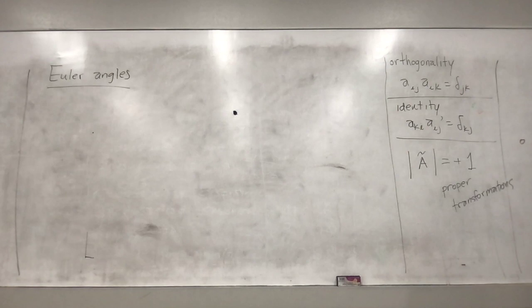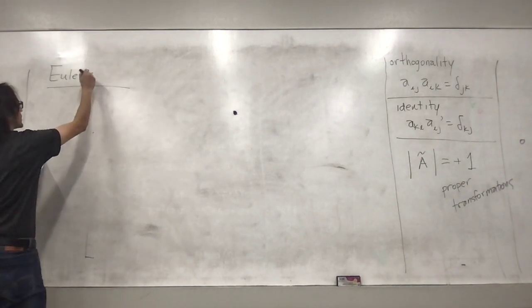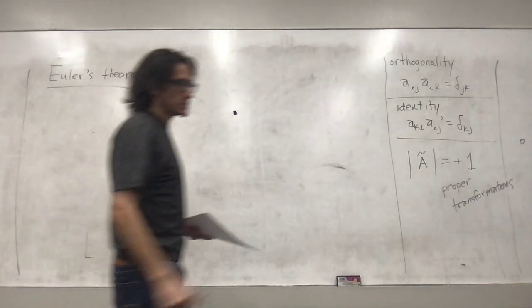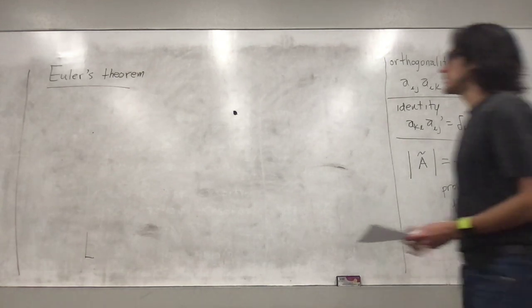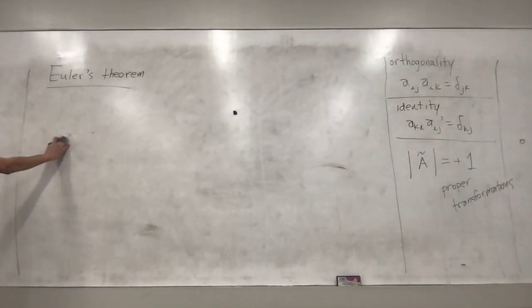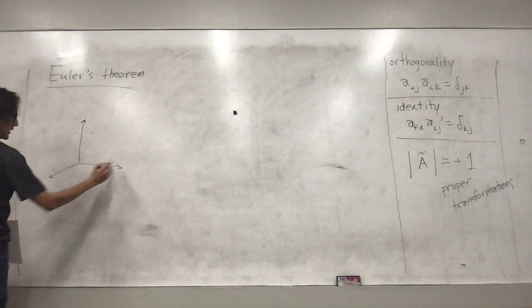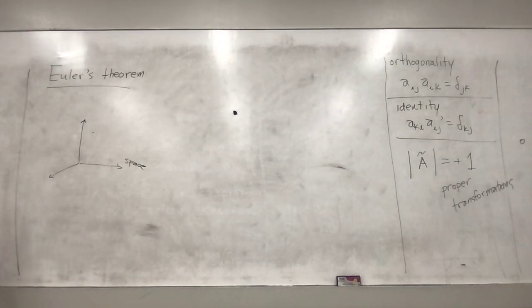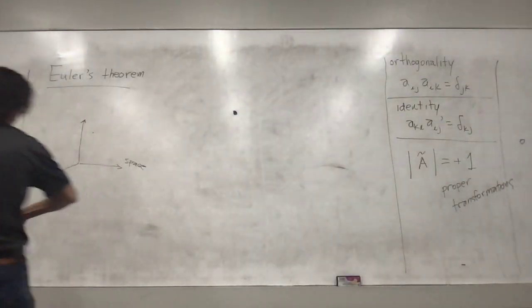This one is not an angle anymore. We're going to talk about the theorem for a rigid body. So you have the space system. Your body is going to be rotating, doing its thing, but at the beginning, at least, you can align the two axes.